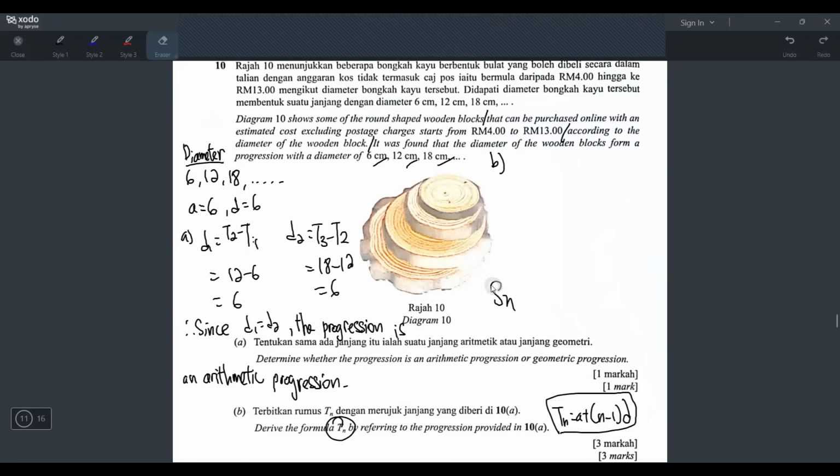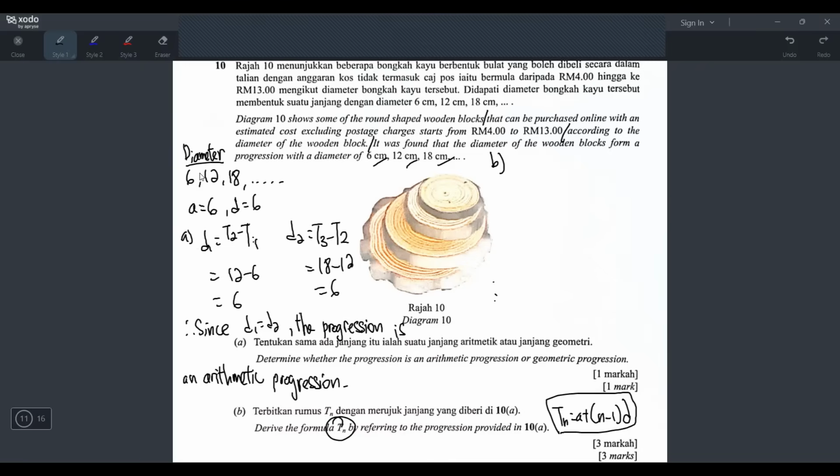I bought many trial papers that ask to derive the Sn formula. But this is the first time they asked me to derive the Tn formula. And this formula, I never teach my own students how to prove, because it's very easy to prove. It's very straightforward. So okay, since they ask it now, I'm going to do it now.